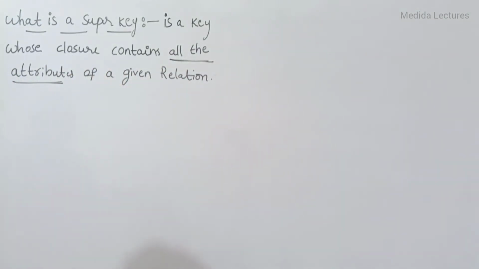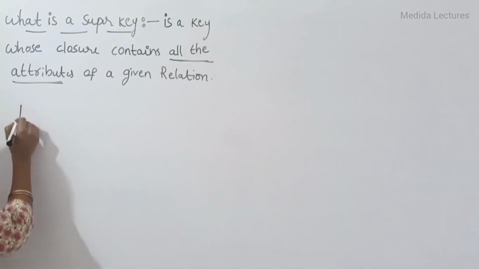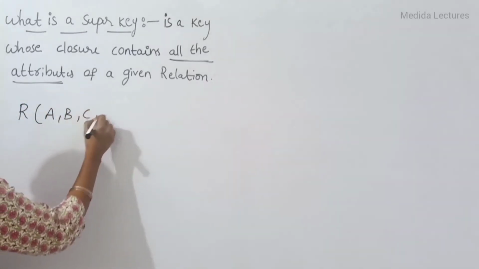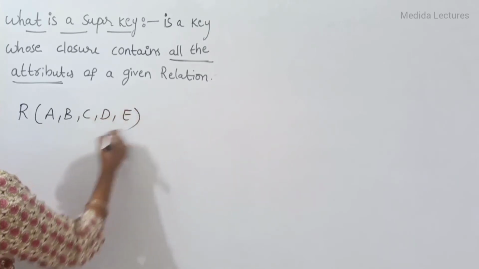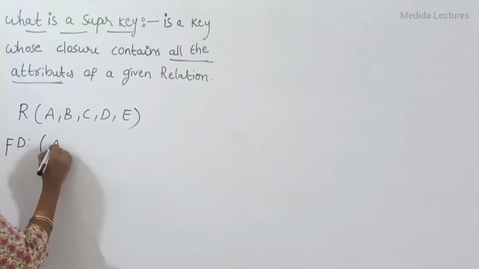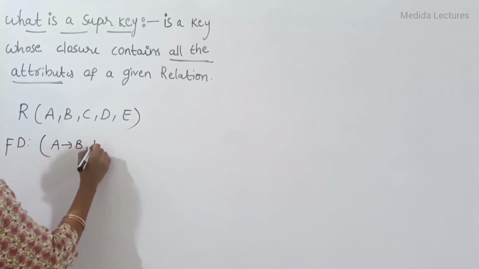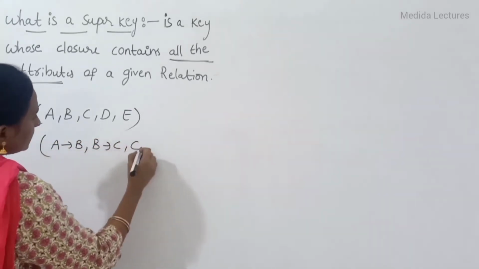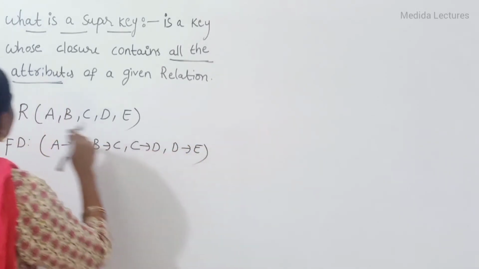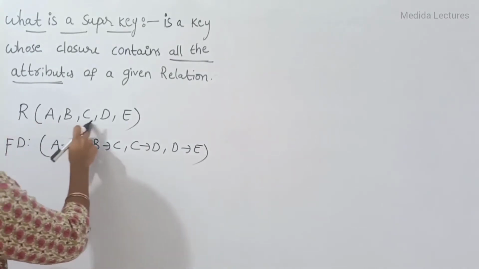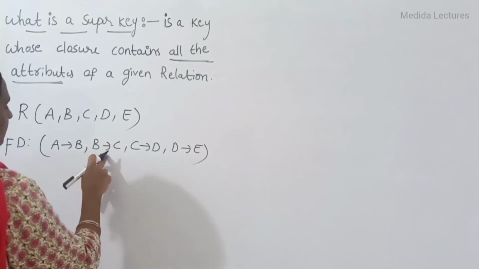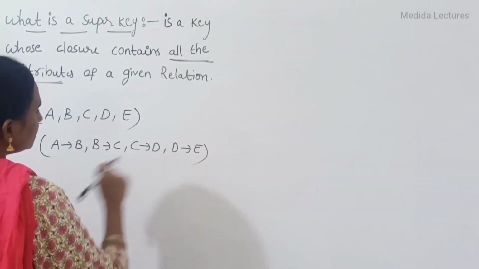I will explain with an example. Now I am taking one relation. This relation consists of attributes A, B, C, D, E. I am taking a set of functional dependencies: A determines B, B determines C, C determines D, D determines E.